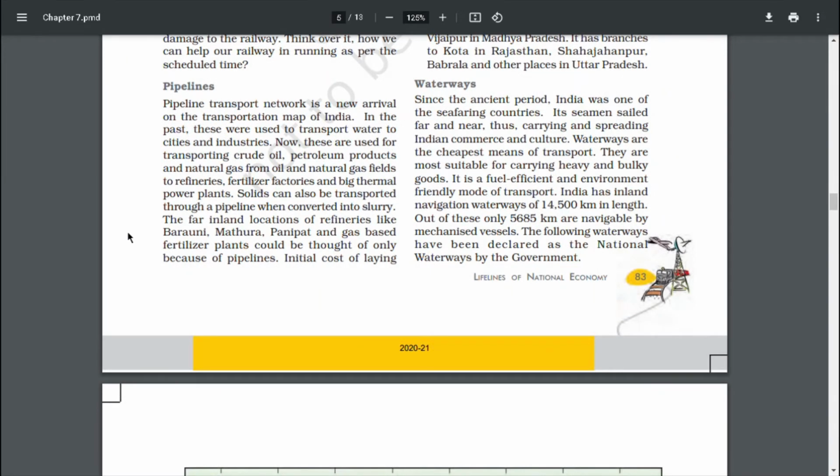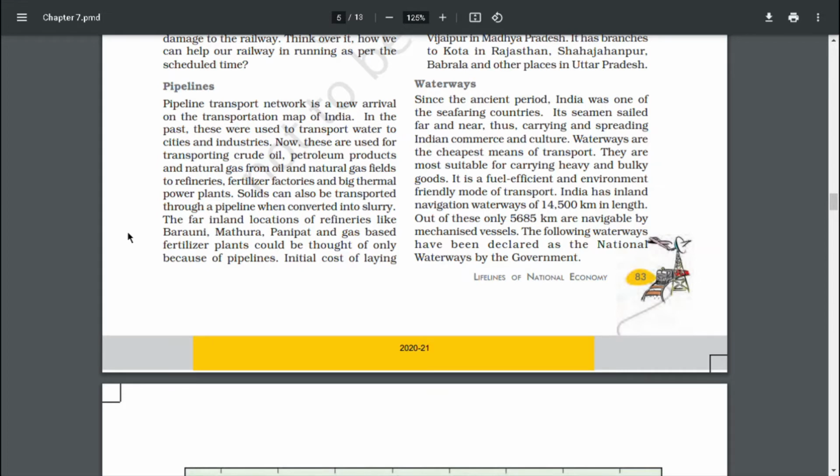Waterways. Since the ancient period, India was one of the seafaring countries. Its seamen sailed far and near, thus carrying and spreading Indian commerce and culture. Waterways are the cheapest means of transport. They are most suitable for carrying heavy and bulky goods. It is a fuel-efficient and environment-friendly mode of transport.